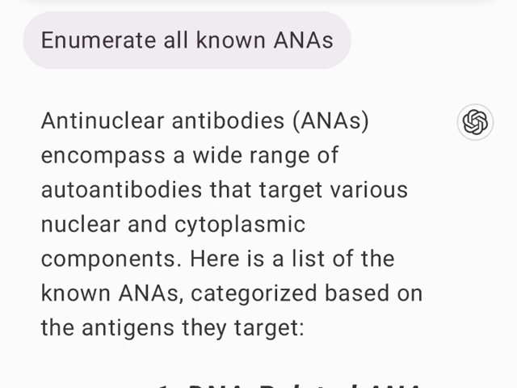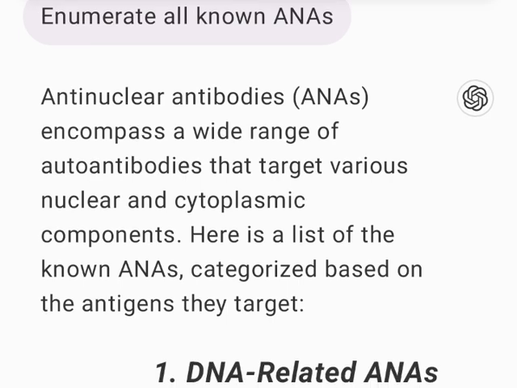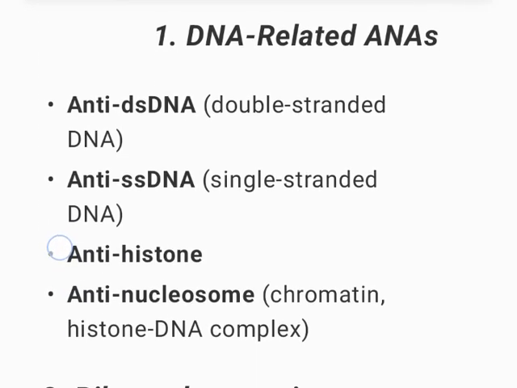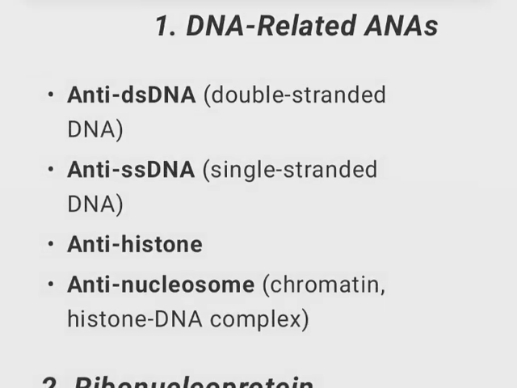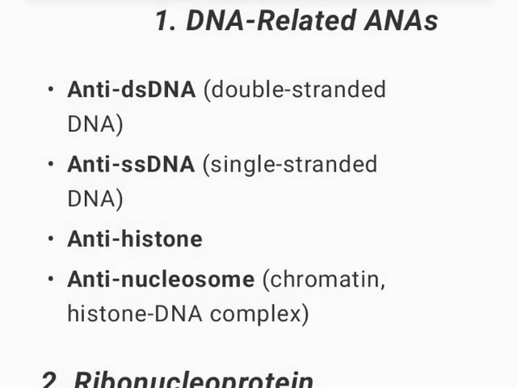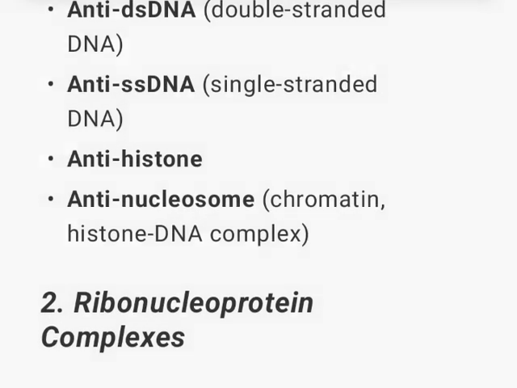Anti-nuclear antibodies encompass a wide range of autoantibodies that target various nuclear and cytoplasmic components. Here is a list of the known ANAs categorized based on the antigens they target. Part 1. DNA-related ANAs: anti-dsDNA, double-stranded DNA, anti-single-stranded DNA, antihistone, anti-nucleosome, chromatin, histone-DNA complex.